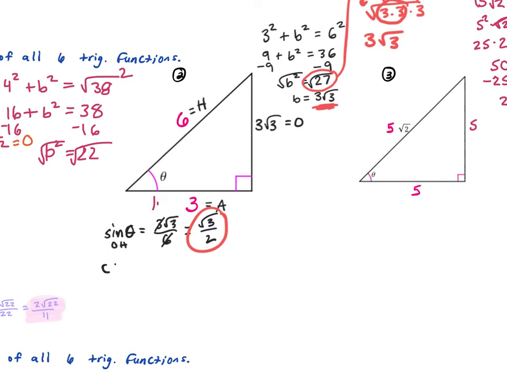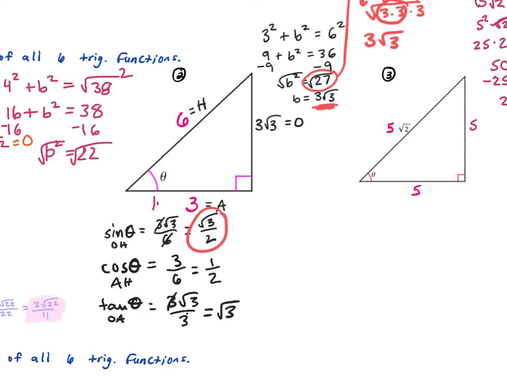All right, so next we have cosine. Cosine is adjacent over hypotenuse. So we have 3 over 6. What does this simplify to? 1/2. Then we have tangent, which is opposite over adjacent. So 3 square root 3 over 3. And what does this simplify to? Square root of 3. So the 3's cancel out. So we're just left with square root 3.